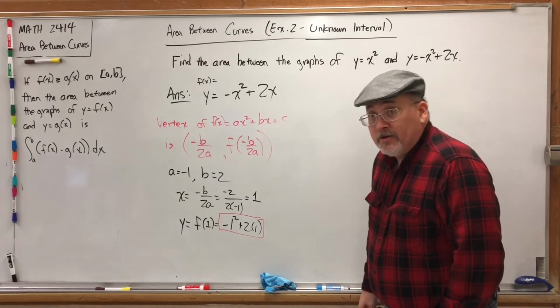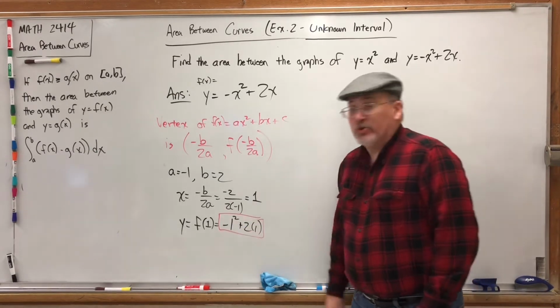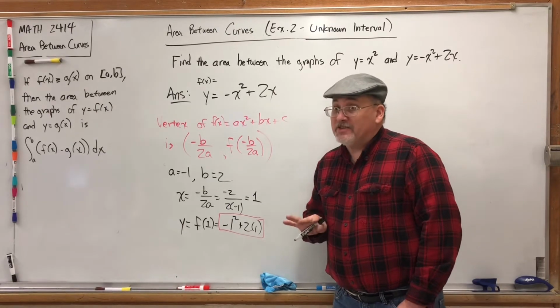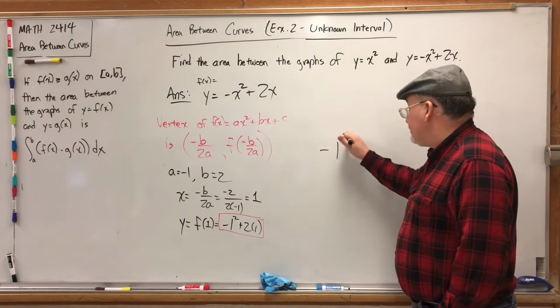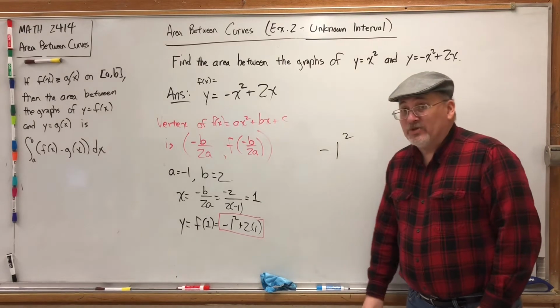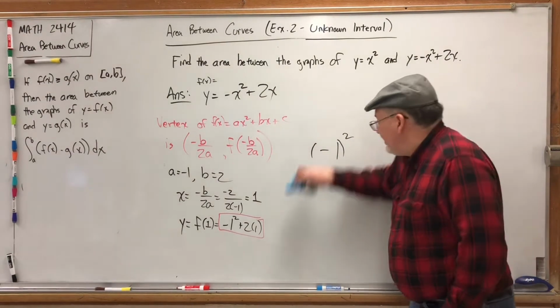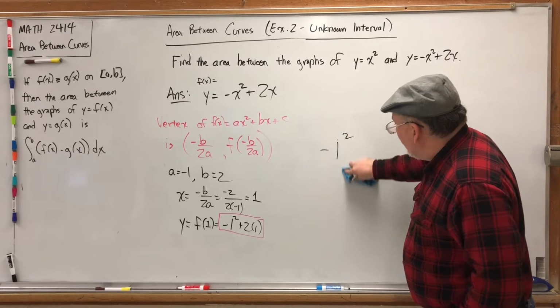Did you get 3? Then you didn't do negative 1 squared correctly. This is a very common mistake people make, even the best of mathematicians. They see something like this, and they think it says negative 1 squared. In other words, they think it says that when it doesn't. What this says is the opposite of 1 squared.